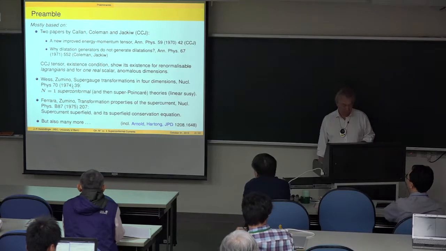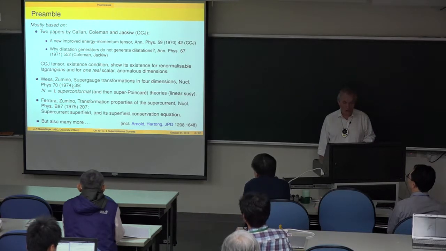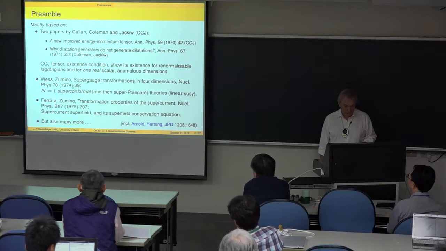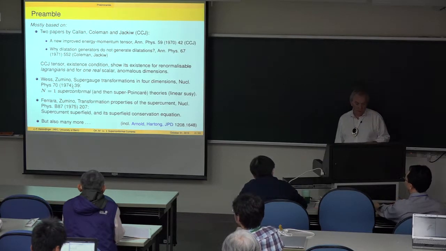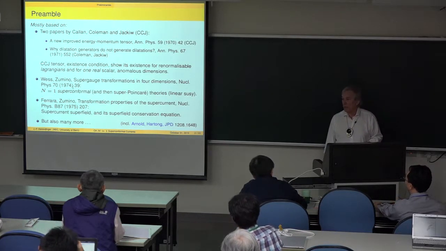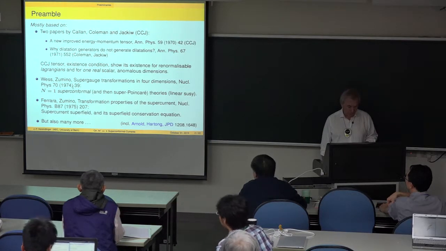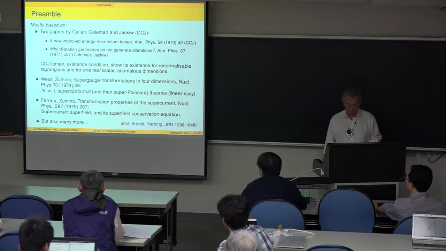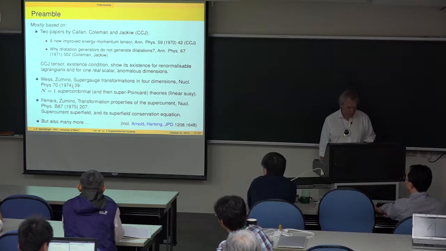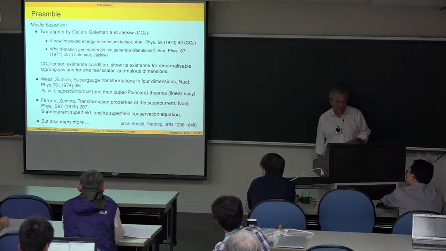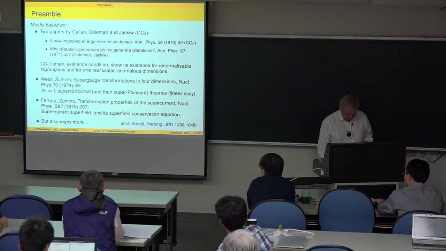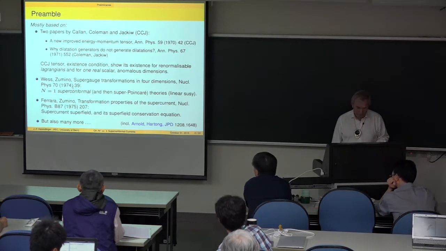It is mostly based on the 1970 and 1974 papers by Callan, Coleman, Jackiw, which will always come under the name CCJ later on. And also the first paper of Wess and Zumino on supersymmetry, linear supersymmetry in 4 dimensions, constructing models. And the first paper of Ferrara-Zumino on the supercurrent superfields, which is also in this period, 75.